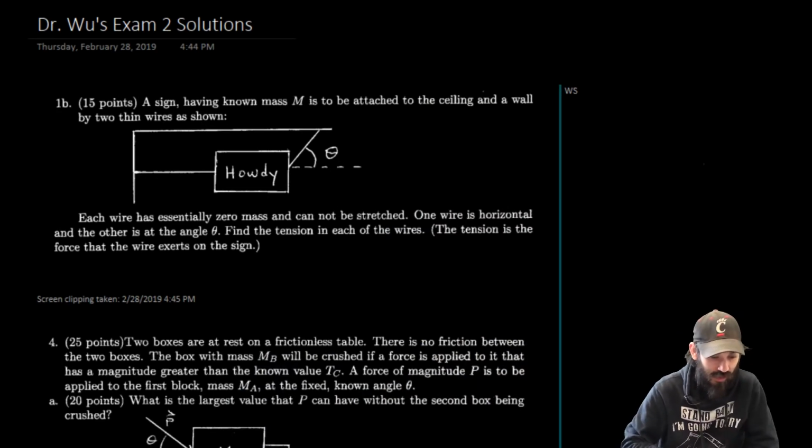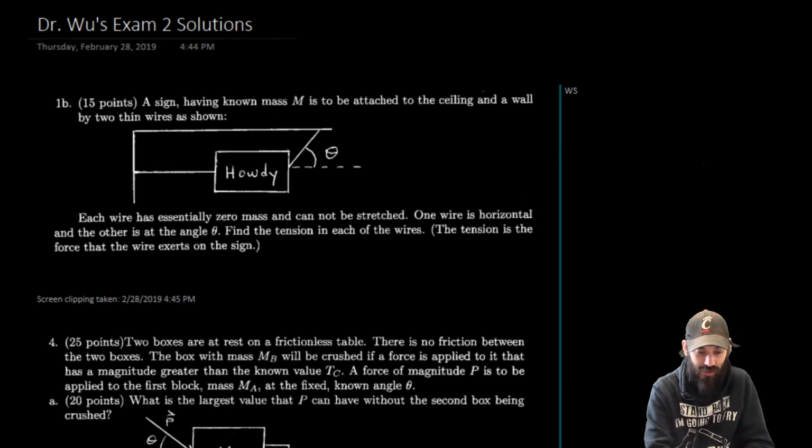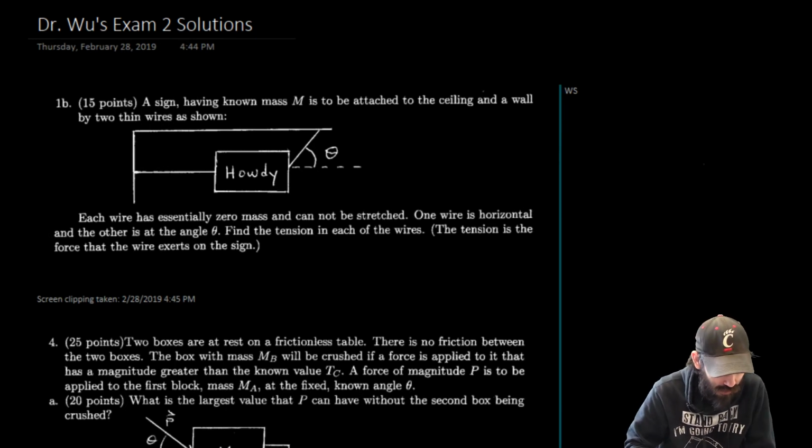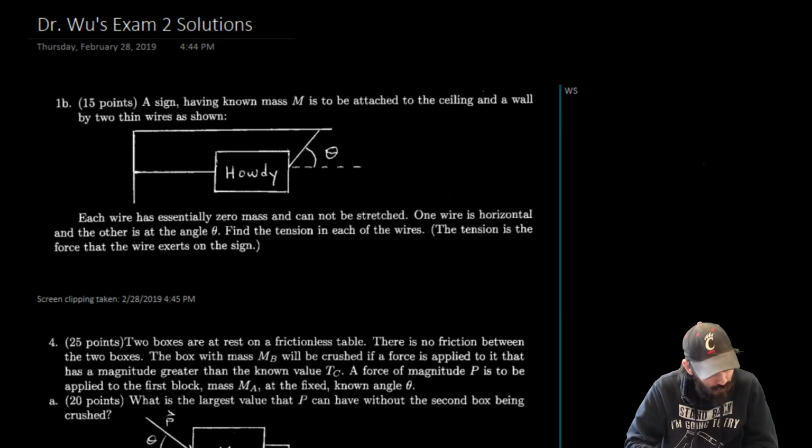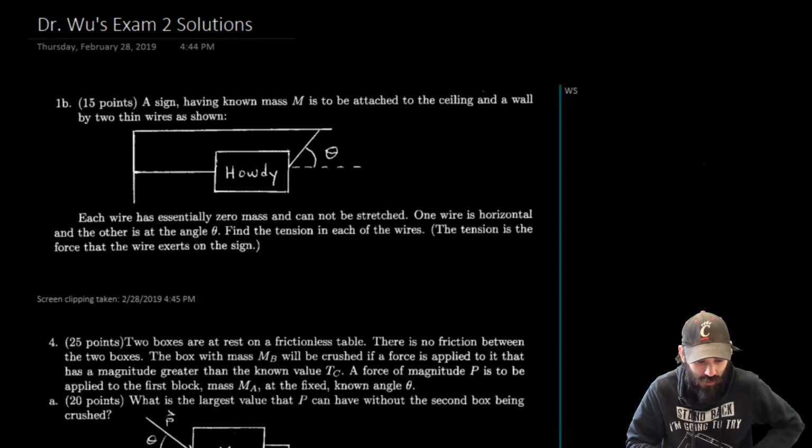So the first one says, a sign having a known mass of M is attached to the ceiling and a wall by 2 thin wires as shown. Each wire has essentially 0 mass and cannot be stretched. One wire is horizontal, the other is at an angle theta. Find the tension in each of the wires.